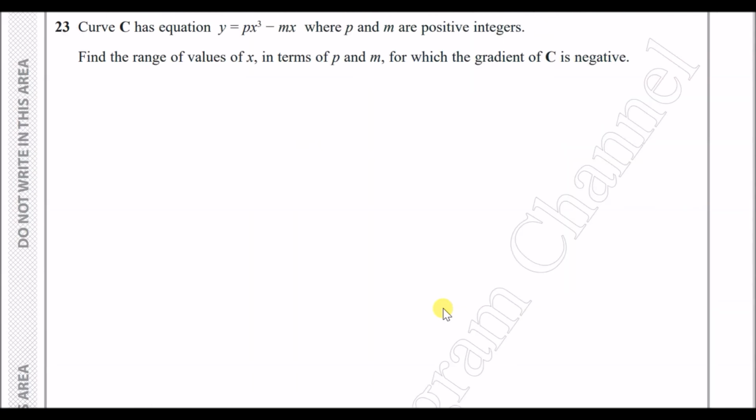23. Almost done, guys. This paper is actually, the last 5 questions are definitely more challenging than what we've seen before. I'll tell you that right now. So let's take our time.